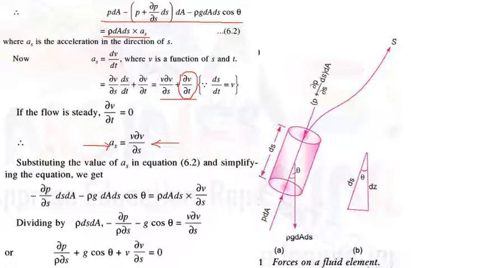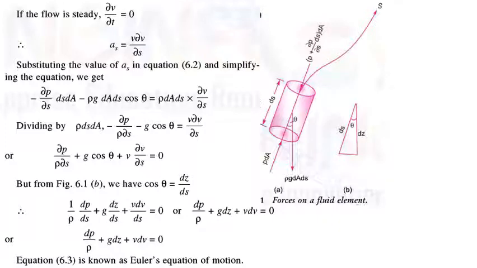Okay, and divide by this term rho ds dA, then we get the equation as, finally, rearranging the terms, 1 by rho into dou P by dou S plus g cos theta plus V dou V by dou S is equal to 0.